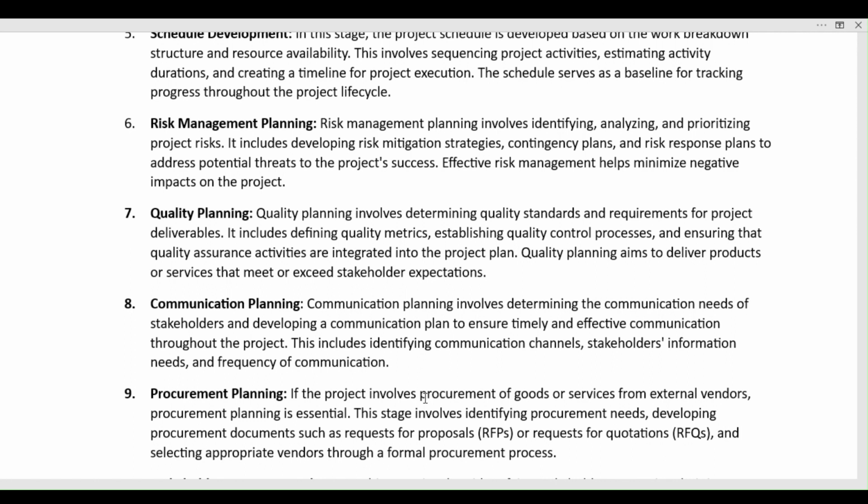Next is communication planning. So communication planning involves determining the communication needs of stakeholders and developing a communication plan to ensure timely and effective communication throughout the project. This includes identifying communication channels, stakeholder information needs, and frequency of communication.